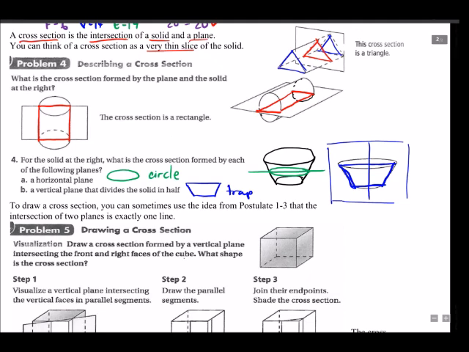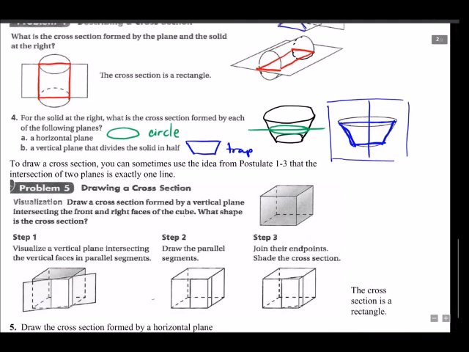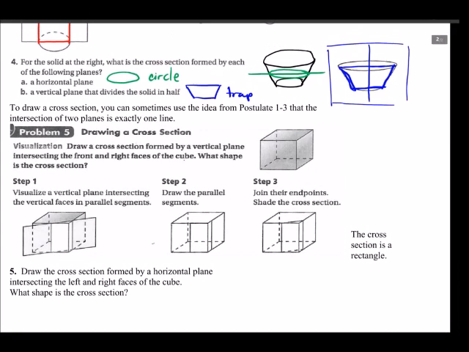Now, there are some hints on how to make this work. Let's look at this, the bottom here. We are going to use one of our postulates from the very, very beginning: the intersection of two planes is exactly one line. So let's look at how this works. Because we're cutting our solid with a plane, right? We're putting a plane through this solid figure. So we have a cube here, and we want to know what is the shape of the cross section.